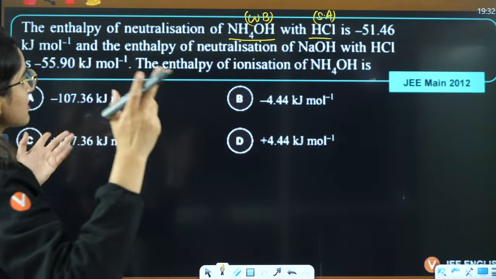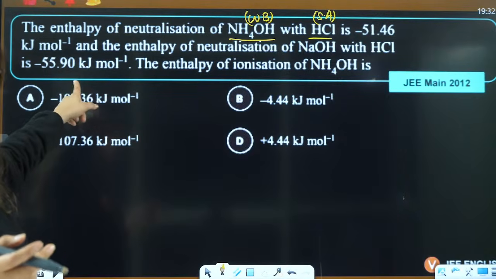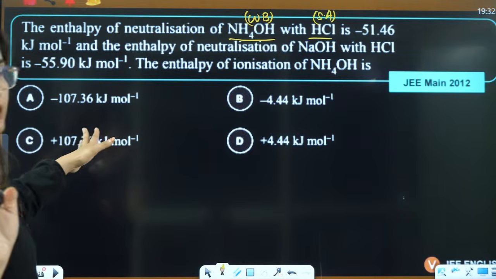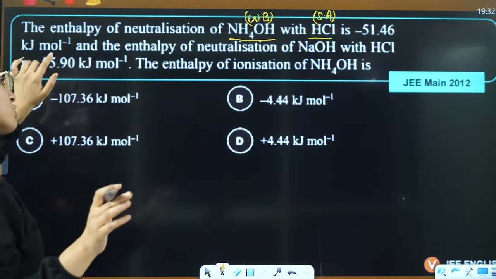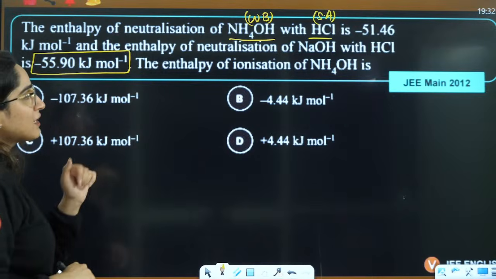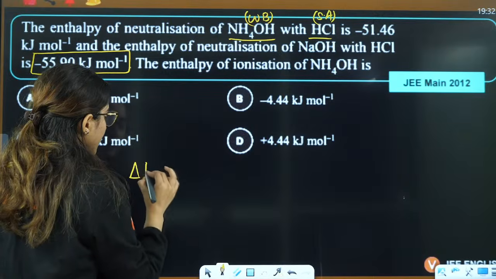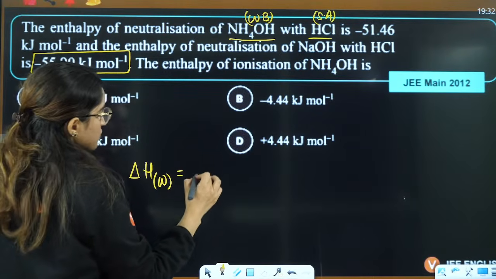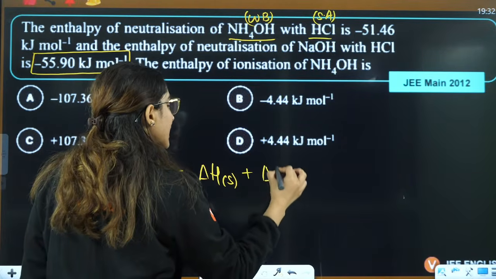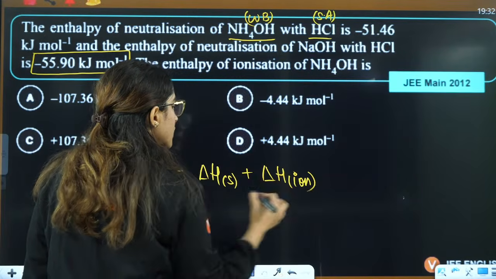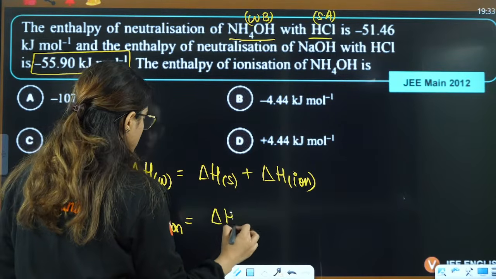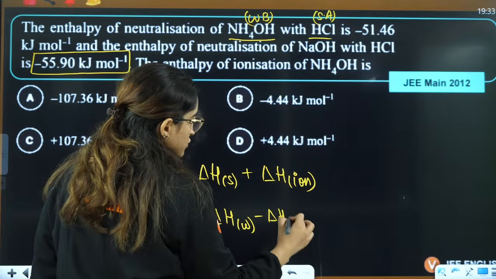So maybe they have taken some other temperature here, that's why enthalpy is changing. At 298 it is 57. If it is not given, you will take it as 57. But here they have written specially this value, so I'll take this value because maybe they have changed the temperature here. The enthalpy of ionization: delta H of weak is equal to delta H of neutralization of strong plus delta H ionization. So delta H ionization will be equal to delta H weak minus delta H strong.